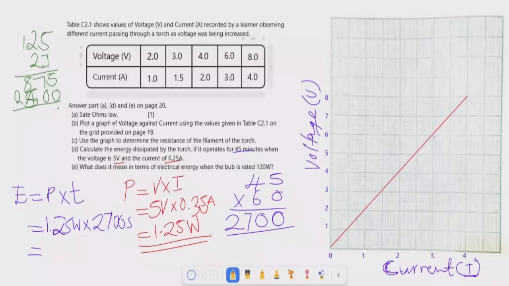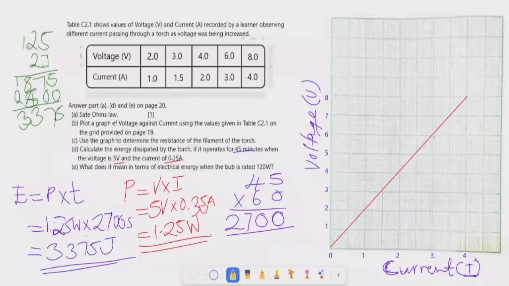So I'm going to have 5 here, 7 here, then 8 plus 5 will give me 13. So I'll carry 1 here. 1 plus 2 will give me 3. So the answer is 3,375 joules. Okay, so I'm going to write my answer there, which is 3,375 joules. So this is the energy.